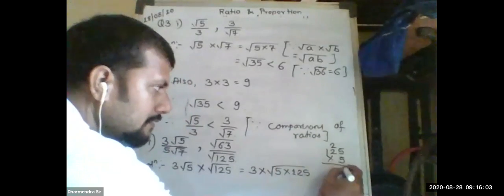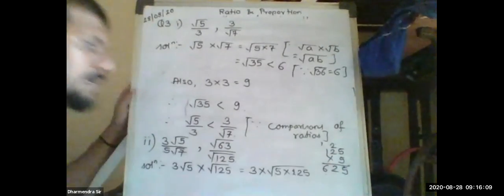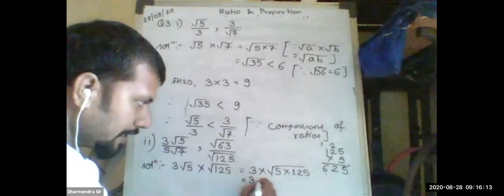And 5 into 125. 5 into 125 is 625. In case you don't know, I'm solving this for you. 5 5s are 25, 5 twos are 10, 12, 5 fives are 25, 1, 6, 625. So this is 3 root of 625.